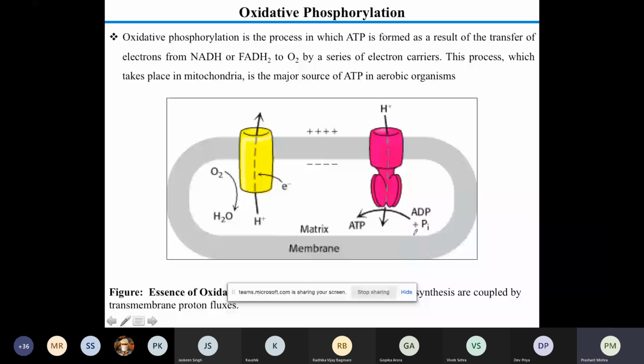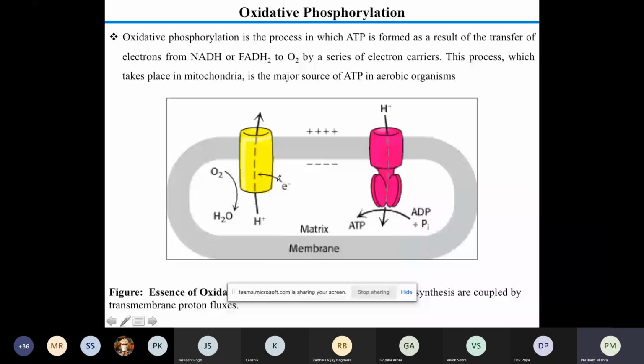Another very conventional process is that it is not the electrochemical gradient which is responsible. Rather, when proton enters, the structural changes occur in the ATPase enzyme, and that is what leads ADP and Pi to come close to each other, and that's the way ATP is being synthesized. So there are two major hypotheses by which ATP synthesis has been shown to be coupled with electron transport process.